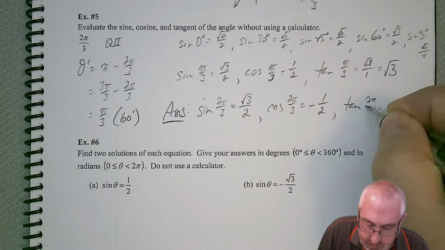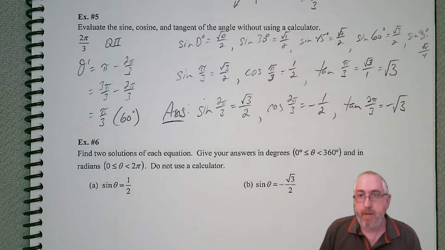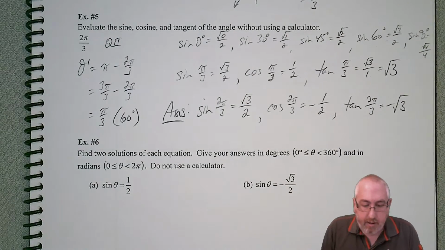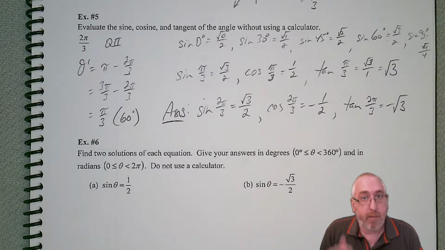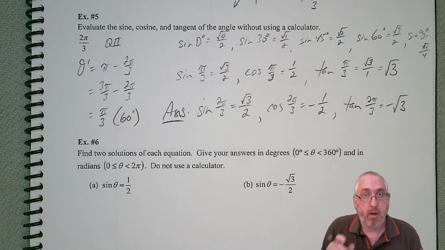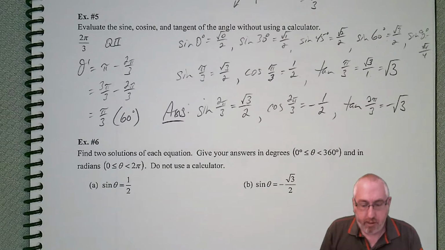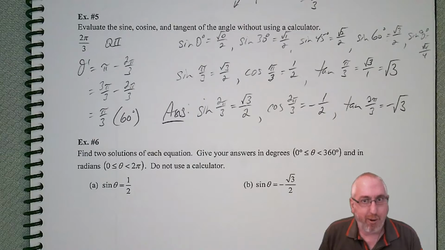So tangent of 2 pi over 3 should be negative square root of 3. And there's your answer. So again, memorizing this is nice, but if you can't memorize it, remember you can fall back to the unit circle where it has it all delineated out. You have those ordered pairs along the outside of it, and that'll help you get those sines and cosines pretty quickly. So if your memory's not that good.